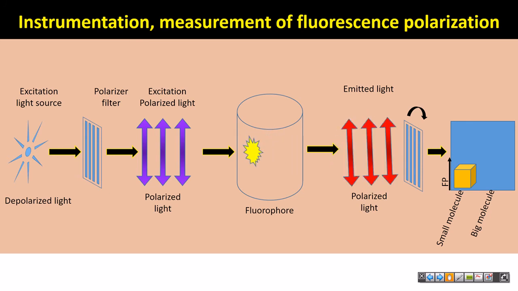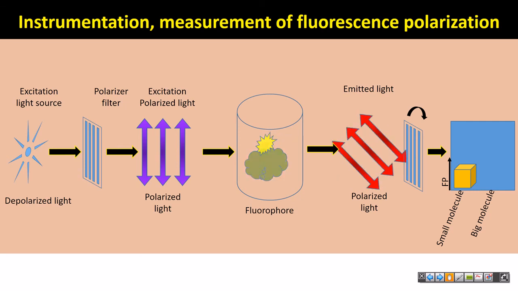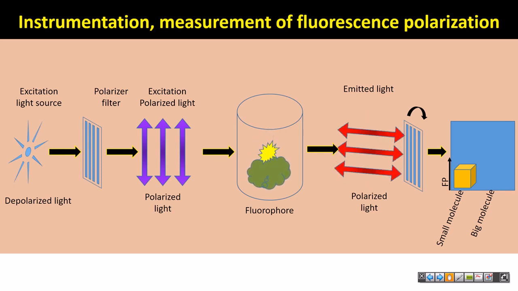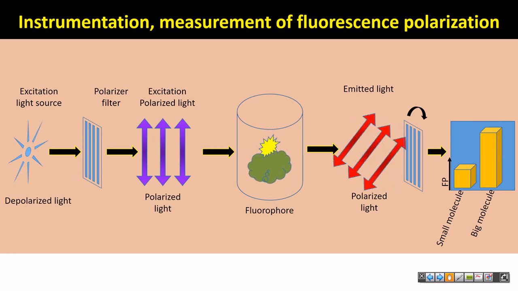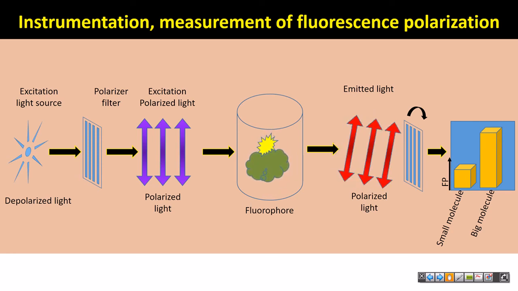Suppose you are adding a big molecule to this fluorophore molecule, maybe an antibody or something. What this big molecule will do is reduce its Brownian motion in the solution of the same viscosity. The molecule is rotating slowly, so you will get less depolarized light, meaning you will get more polarized light. So you will have a bigger polarization value.